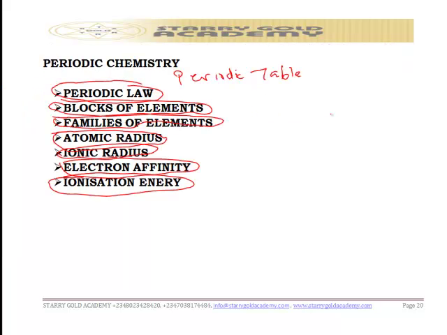So today we're going to talk about something important, which is periodic chemistry. Under periodic chemistry, we're going to talk vividly about the periodic table. The periodic table we enjoy using today was done by scientists. Many scientists contributed to the periodic table, but only one scientist did the final arrangement of the periodic table.